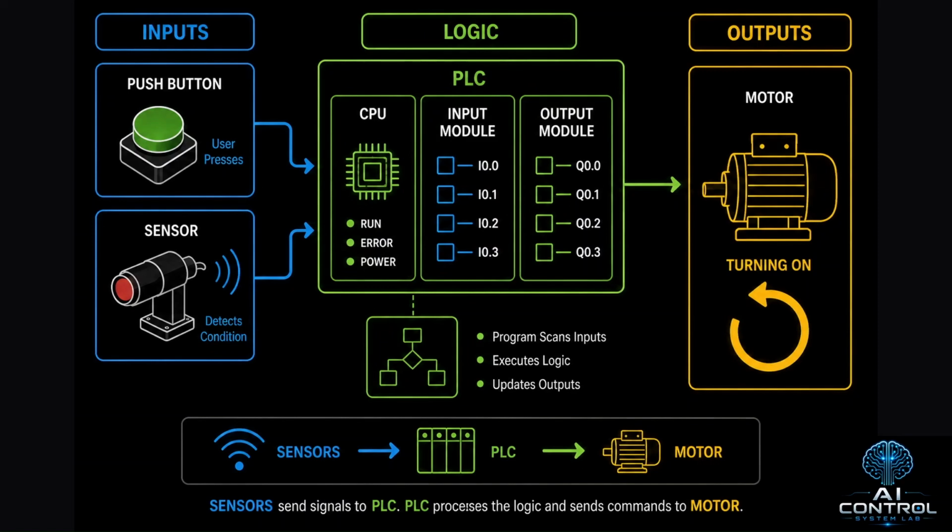A PLC mainly has four important parts: inputs, like sensors and push buttons; CPU, the brain that runs the program; outputs, like motors, lamps, and solenoids; and communication ports for connecting to HMIs and other systems.